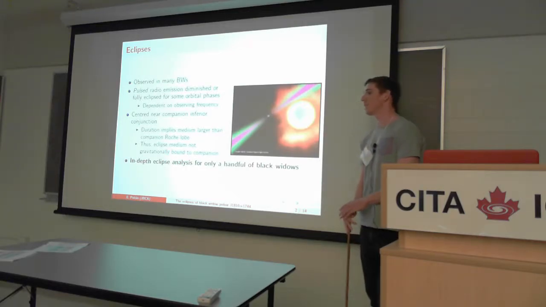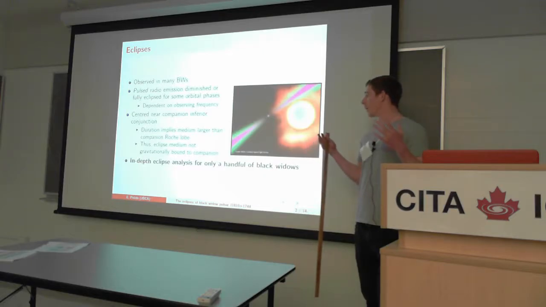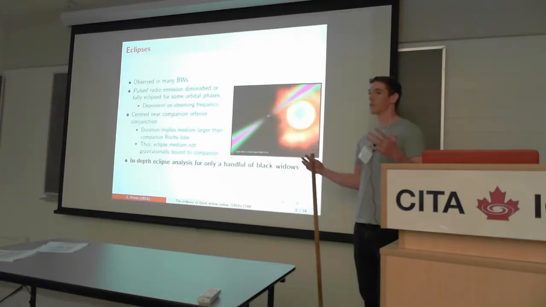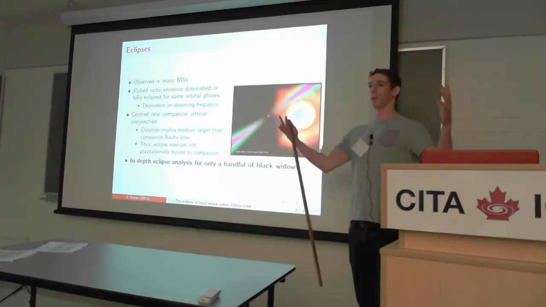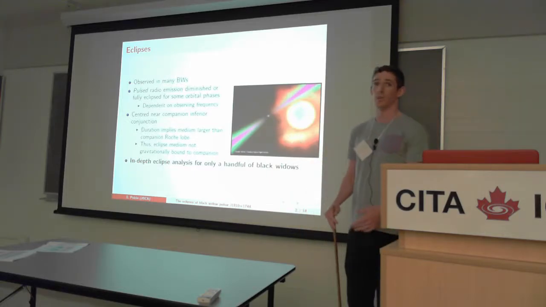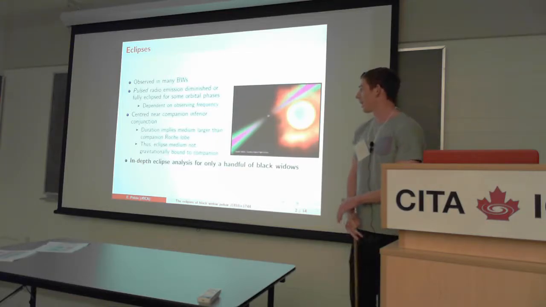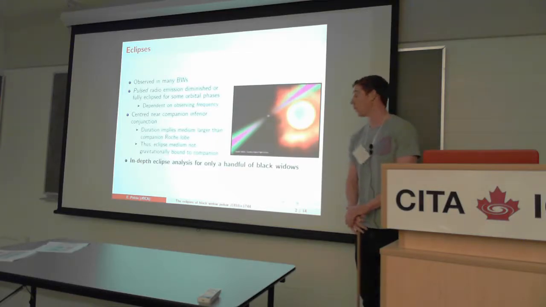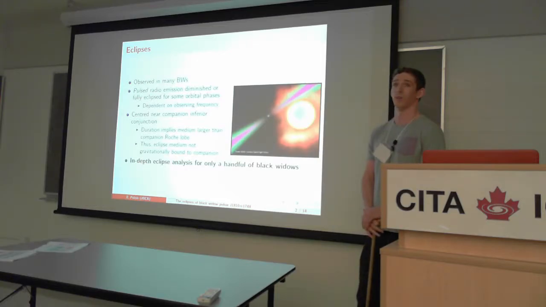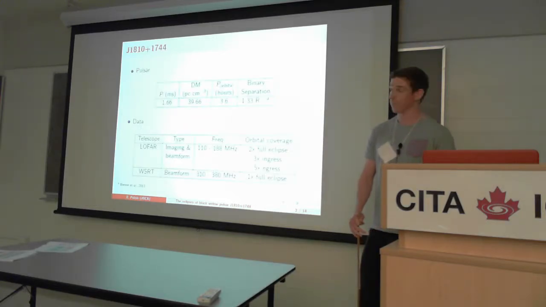But what's really interesting is that the duration of these eclipses implies that the medium or material causing the eclipse is spread much further than the Roche lobe of the companion, which suggests that the material really cannot be gravitationally bound to the companion star. And I just want to highlight that in-depth eclipse analyses have only been done for a very small handful of Black Widow systems.